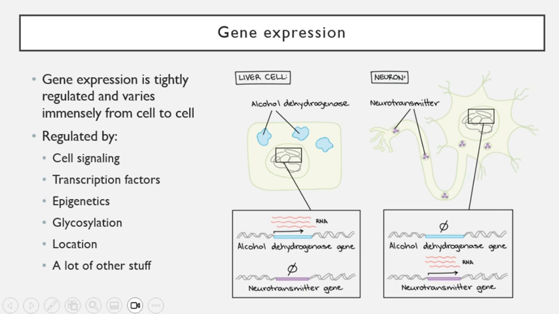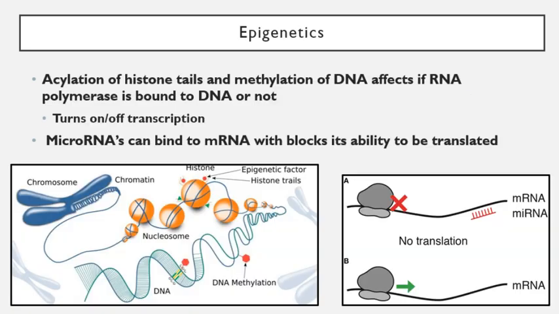And those processes of what is expressed, whether you're a alcohol dehydrogenase or neurotransmitters, are all regulated immensely by cell signaling, transcription factors, epigenetic modifications, a whole bunch of different stuff. We're going to be talking about glycosylation changes in cancers today. So it's just a lot of regulation in biology, but we don't need to go over all the specifics right now, at least.